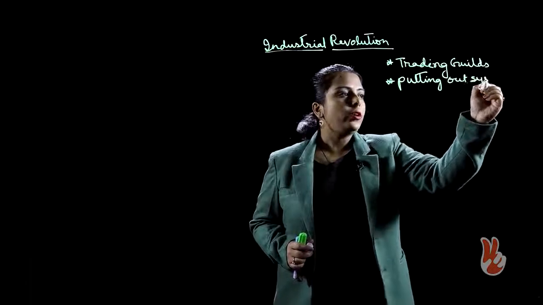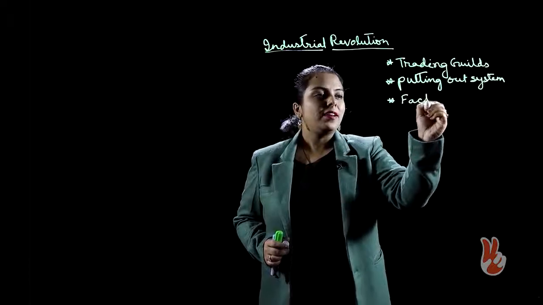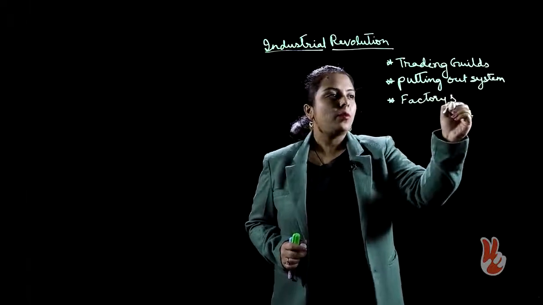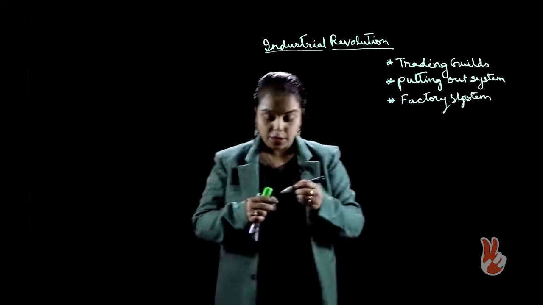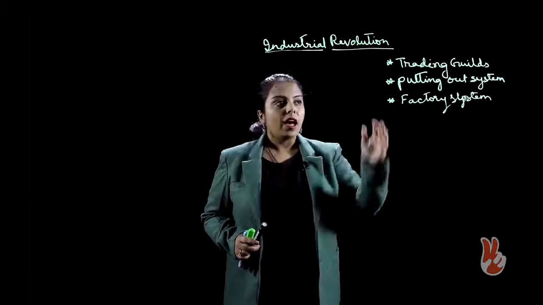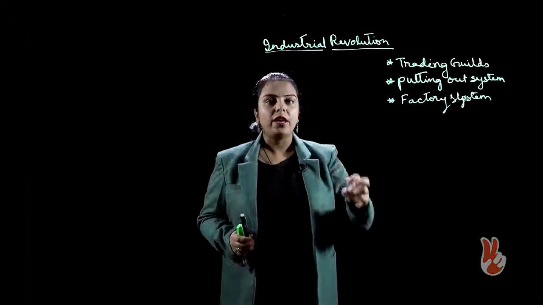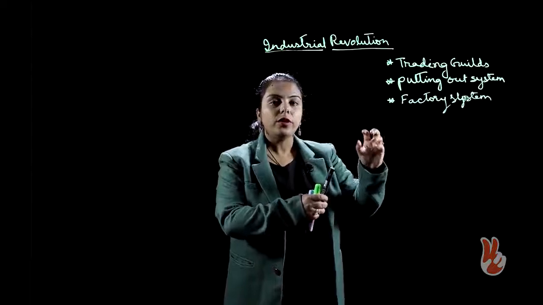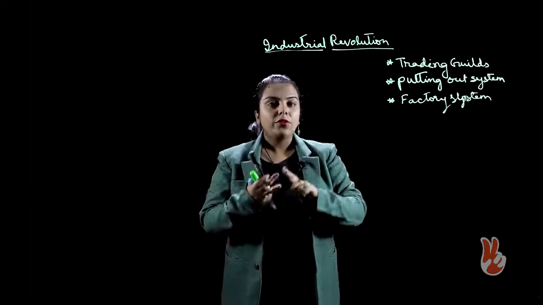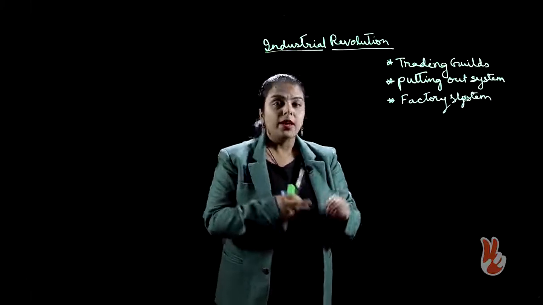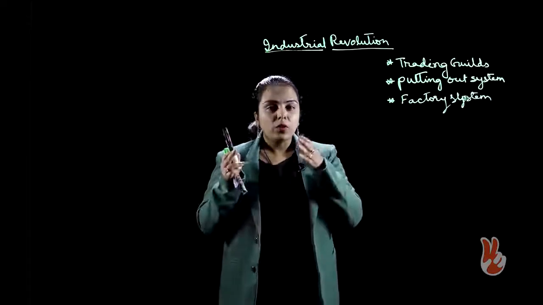And let me jot down the third one, that is factory system. Now, let us talk about the putting out system and then I will explain the factory system. So, what was this putting out system? After trading guilds, the merchants found it easier to give away the work to daily laborers. They were wage earners. The raw material and the finished product belonged to the merchant. They would give the raw material to these wage earners and they would work in their home.